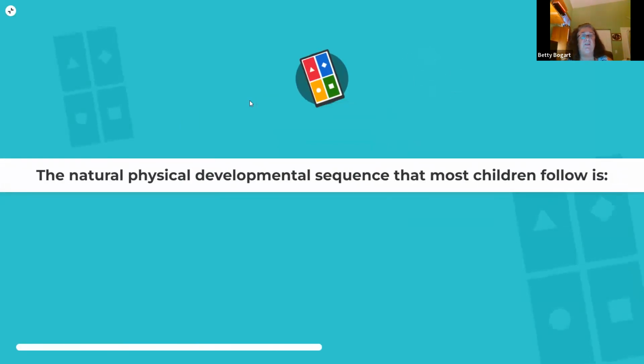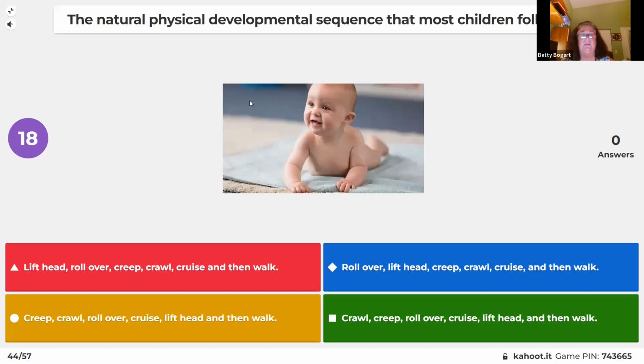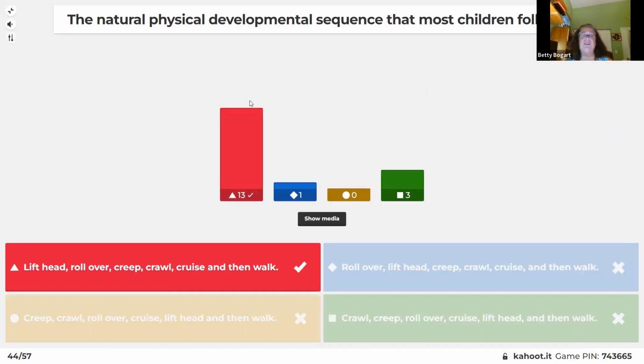The natural physical developmental sequence that most children follow is those sequential trends. So first thing is lifting their head. Then they roll over, creep, crawl, cruise, and walk, and that's the way it should be. Starts with the head.